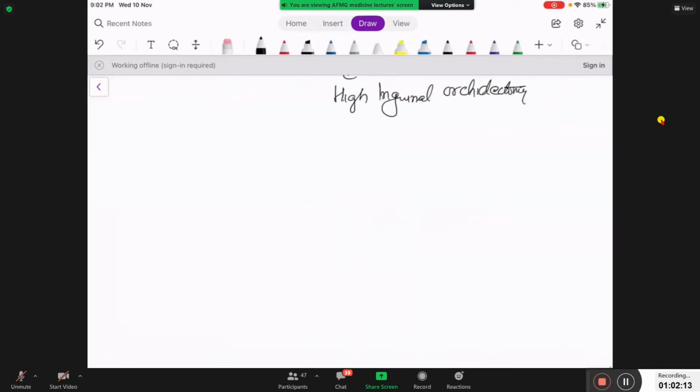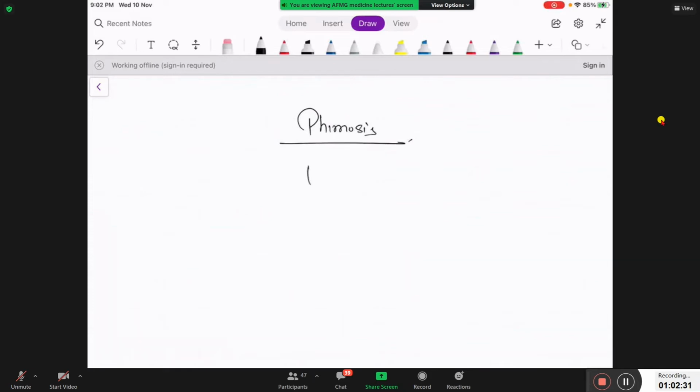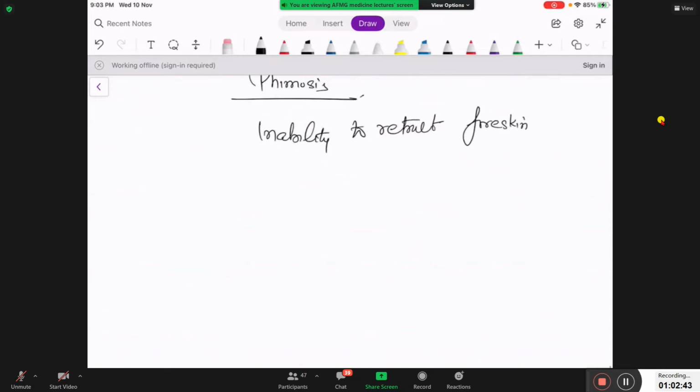Right? Then comes another condition which is important for exam: phimosis. What is phimosis? Inability to retract the foreskin of the penis is phimosis.